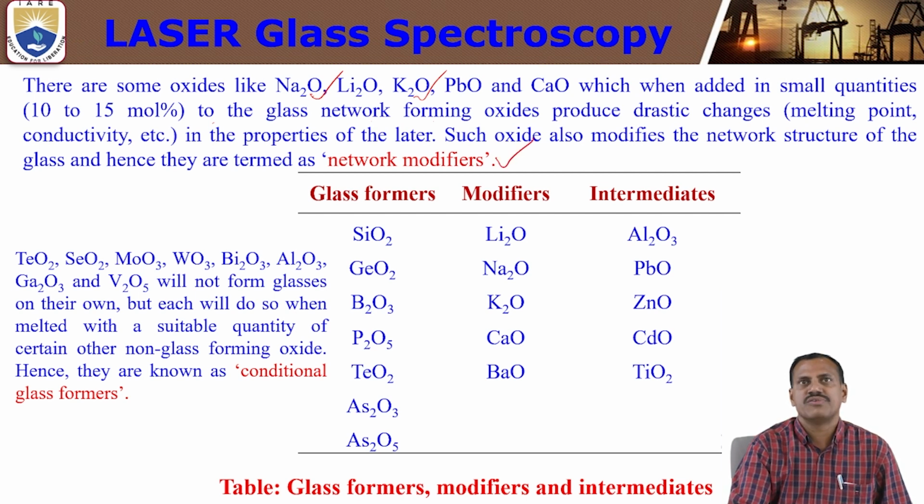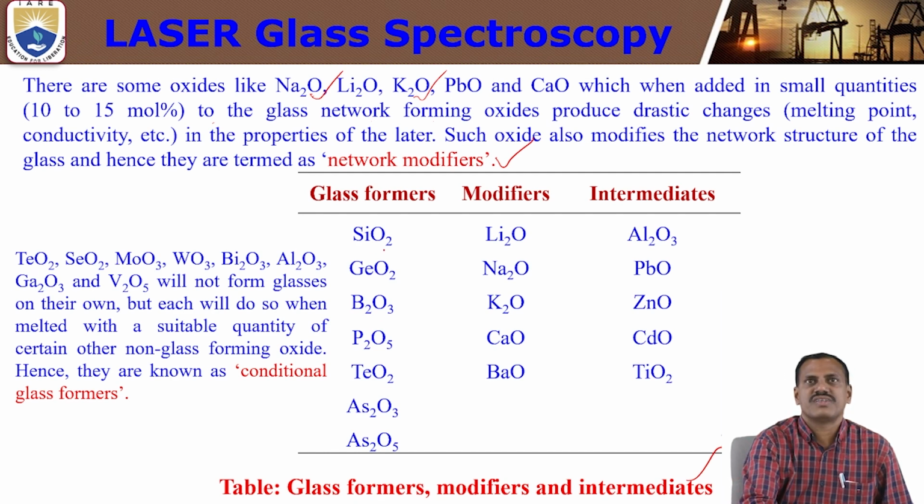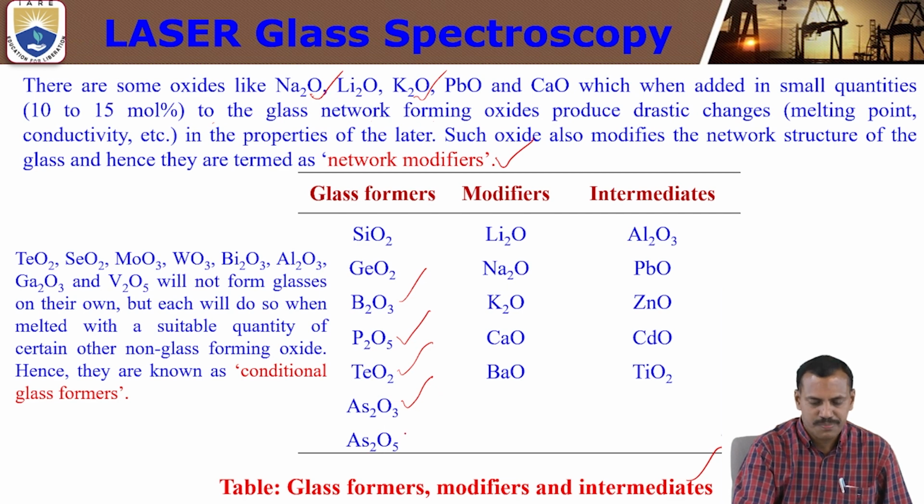This table shows the glass formers, modifiers and intermediates. What are the glass formers? First, silicate glasses, SiO2. Next, germanium oxide, that means germanate glasses. Borate glasses, B2O3. Next, phosphate glasses, P2O5, phosphorus pentoxide. Next, tellurium oxide, the tellurite glasses, TeO2. Next, arsenic trioxide, As2O3, and also arsenic pentoxide, As2O5. These are the very, very important glass formers.